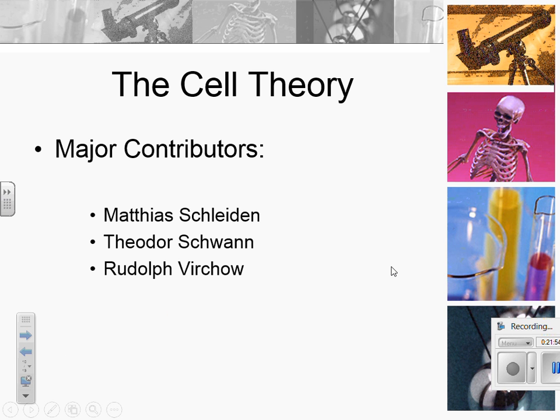All right, so the major contributors are Matthias Schleiden. Raise your hand, Matthias Schleiden. What did he say? What is the major thing right here? Plants are made of cells. He was a what? Botanist, meaning he studied plants. Okay, so all plants are made of cells. What did Mr. Schwann say? All animals what? Not have cells, but are made of cells. Then we have Mr. Virchow. Right here. Look at that. Living cells come only from other living cells. How are you going to remember Schwann? Schwann, animal. How are you going to remember Virchow? And then the only one you have to memorize is Schleiden, the plant.